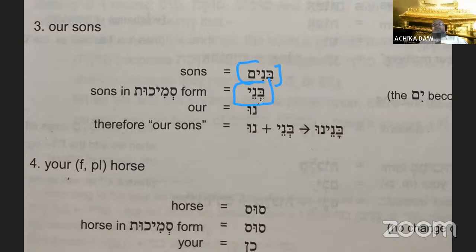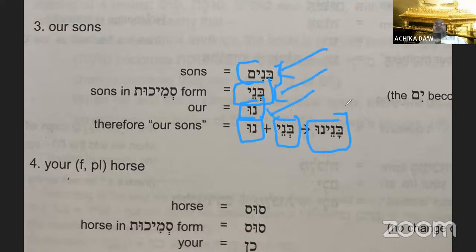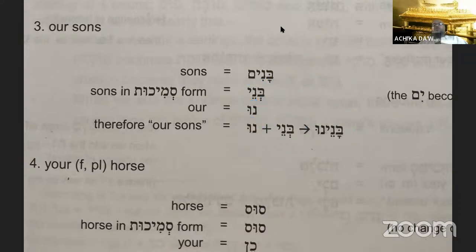B'nai Yisrael. Okay. Now I'm going to add our sons, and here's the ending, "nu." So how do you put it? You put the B'nai nu. So here it is, B'nai nu. But it had to go through the changing of this form to add that letter to give you this result. It's all a puzzle, but once you know the pieces of the puzzle, you put it together.